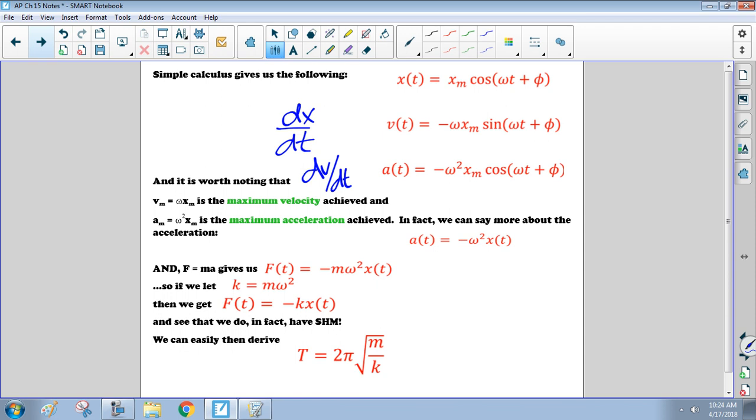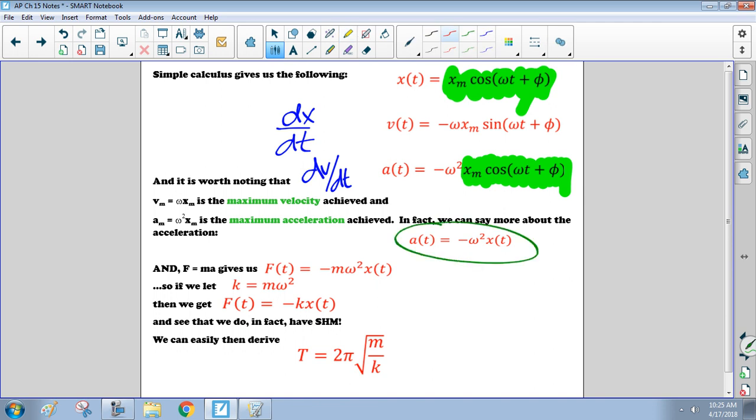Follow? All right, so here's the super cool thing about acceleration. This is where things kind of all come together. Check it out. What's that? The beginning. It's the first equation. Oh my glob, that's the same as this. My acceleration is the same as x of t times negative omega squared, whatever your omega is.